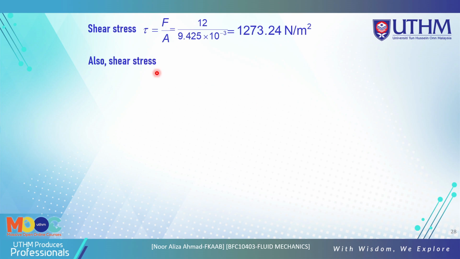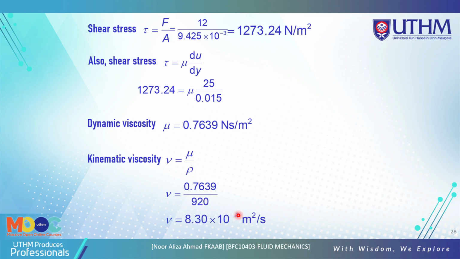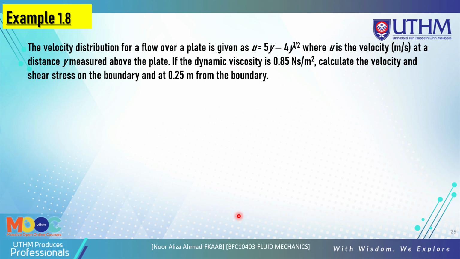1273.24. And also the shear stress using this equation. So you just put all the values here and you get the dynamic viscosity of 0.7639 meter second per meter squared. Okay, and you get the kinematic viscosity. Just put the dynamic viscosity divided by the density. So you get the value here. So this is the step by step how to find the dynamic viscosity and kinematic viscosity.